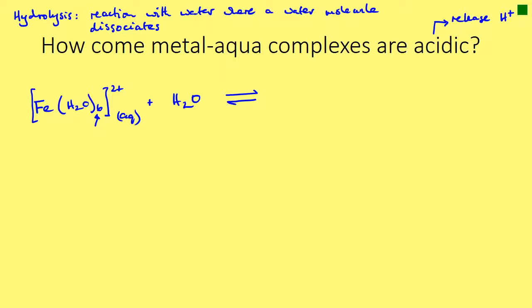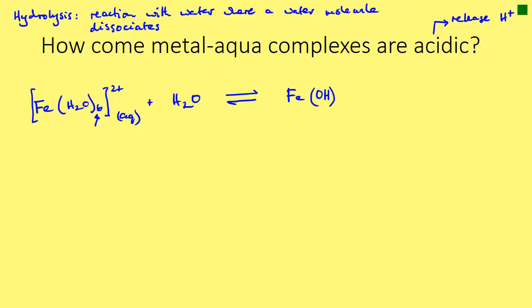I'm going to draw the equilibrium sign there because it's not a complete reaction. So one of those water ligands gets broken and a hydrogen ion gets released. So that we would draw like this. So we've still got the iron 2+ ion in the complex, but if we've released a proton from a water molecule, what is left is just a hydroxide ion, and so that is one of the ligands.